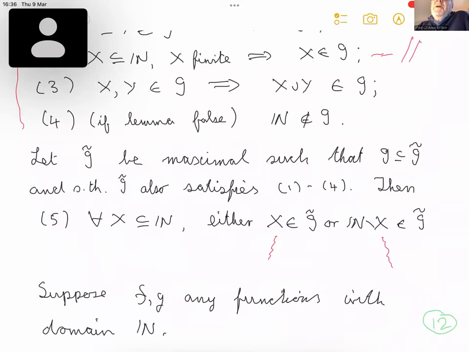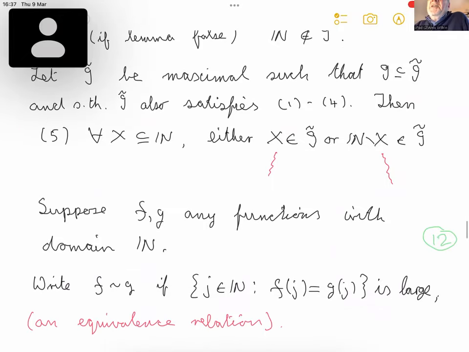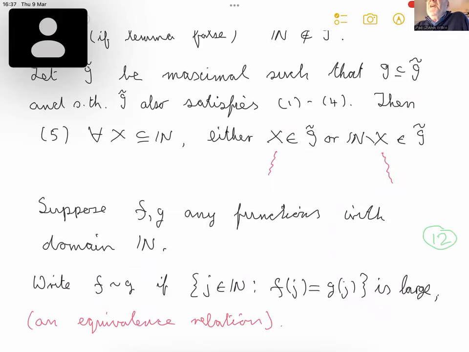Okay, so now we just take a maximal extension of I with these properties. So let I tilde be a maximal one, using Zorn's lemma, I'm afraid, and that's crucial. You can't do this without some form of the axiom of choice, which might be distasteful to some, but I'll remark on that in a minute. So let I tilde be maximal such that I is contained in I tilde. So we just extend it to a maximal collection of sets satisfying 1 to 4. And then it's a very easy exercise to show that every set is either in it or its complement is. Okay, that's really just an exercise.